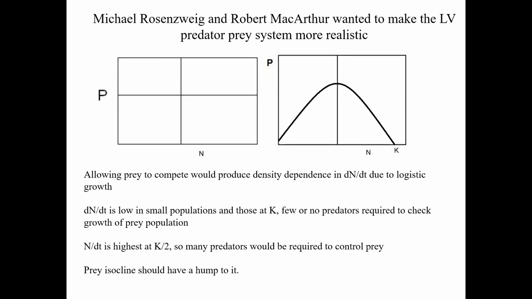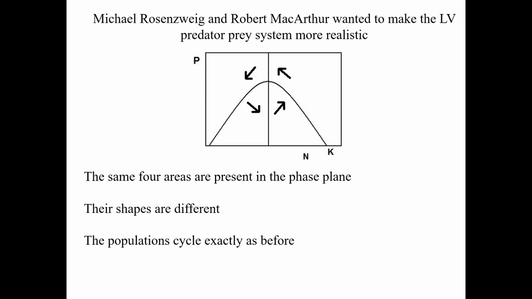Now, you need to make the mental jump here. We've changed the shape of the prey isocline from a straight line to this curve, but the behavior of the populations has not changed. We still get exactly the same cycling. It's just that the shape of the areas on the graph in which the points are moving in a particular direction has changed. This is going to be very important. You're going to have to be able to track this.